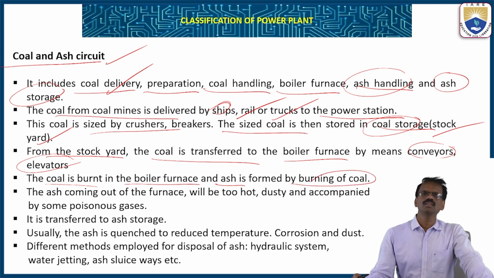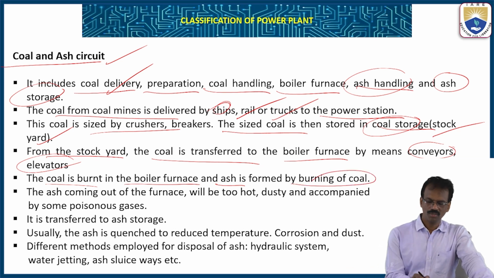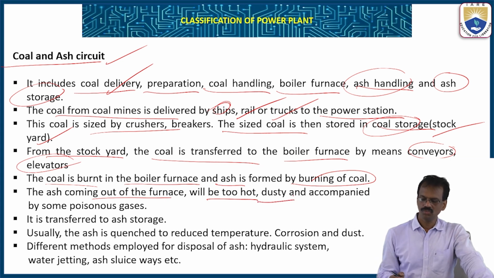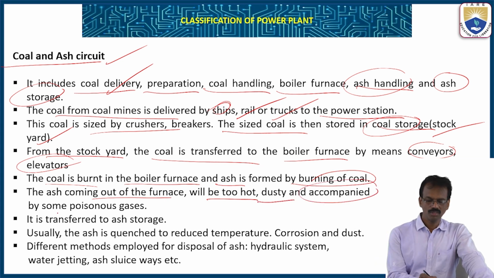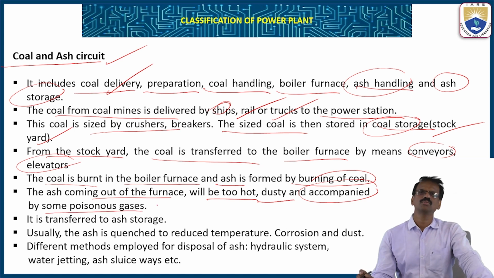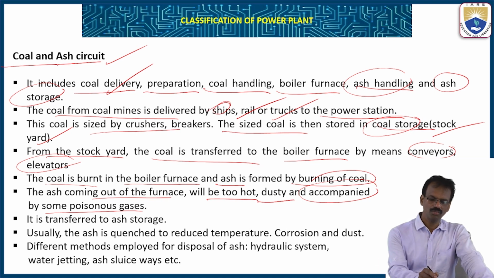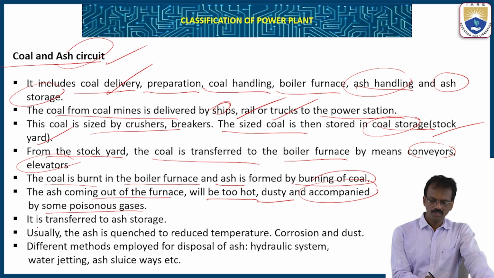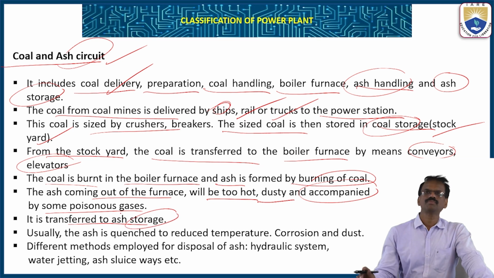You know this. The ash coming out of the furnace will be too hot. This ash is very hot and dusty, accompanied by some poisonous gases also. How to handle the ash and poisonous gases is very important. That is related to the coal and ash circuit. Okay, so it is transferred to ash storage.